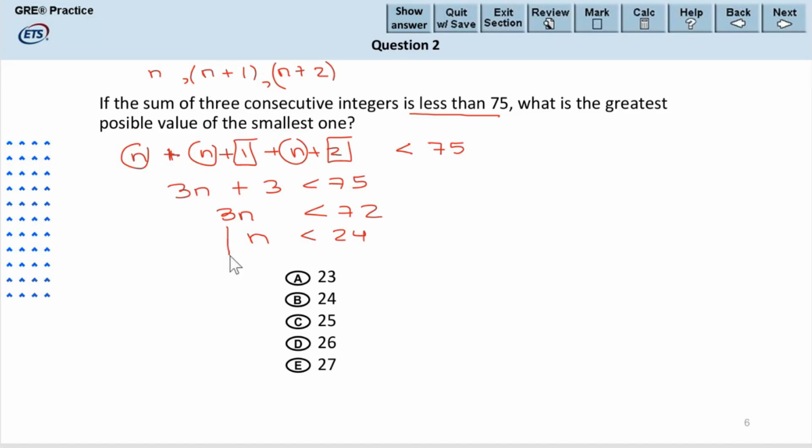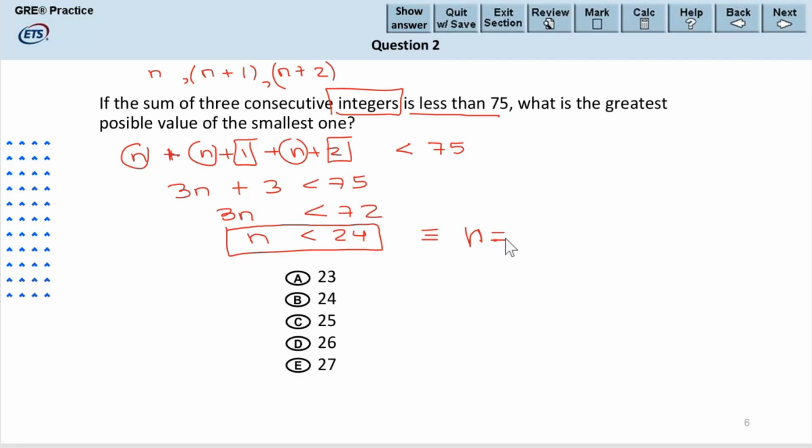So now I have a range of values for n, which in this case, since it is the first of my three consecutive integers, is actually the smallest one, right? n plus 1 and n plus 2 are greater than n. And the question is, what's the greatest possible value of the smallest one? So if n is supposed to be an integer, then this inequality is the same as saying, right? Notice that since it says integers, integers can be positive or negative. So obviously, n could be any possible number.